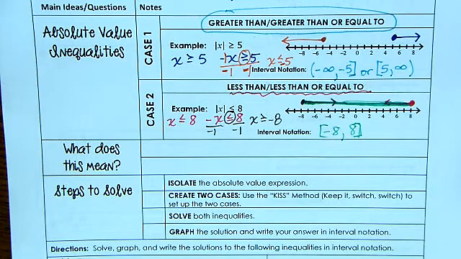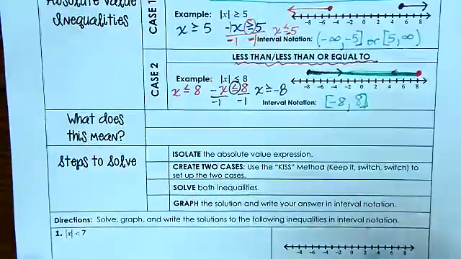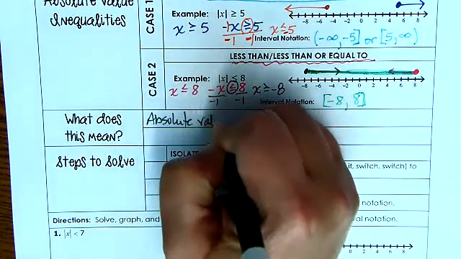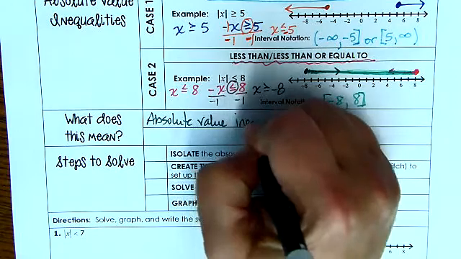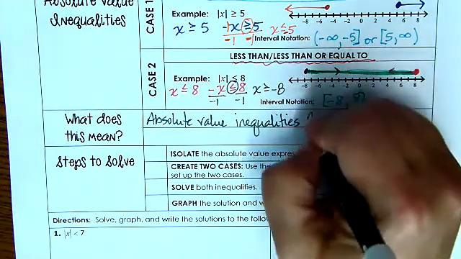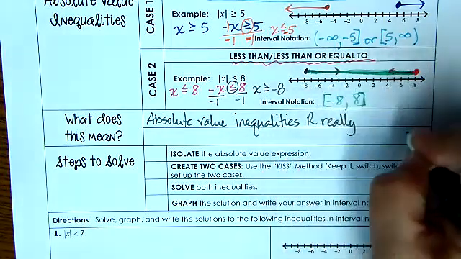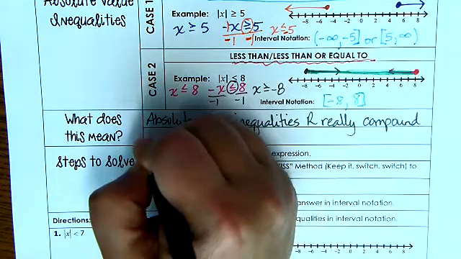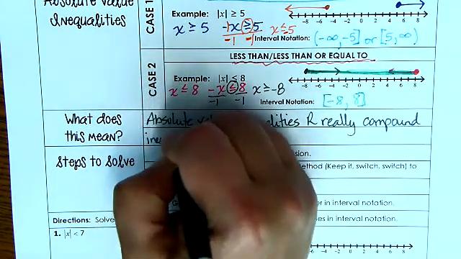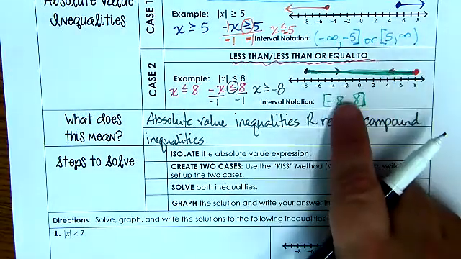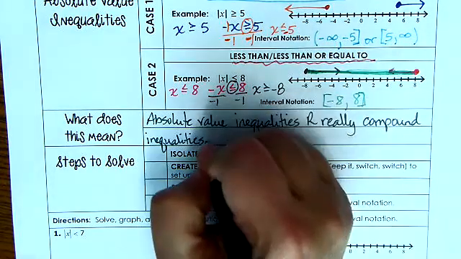Now let's write down what does all this mean? Absolute value inequalities are really compound inequalities. Because you should remember that we had "or" possibilities and "and" possibilities, which we're going to list and talk about right now.